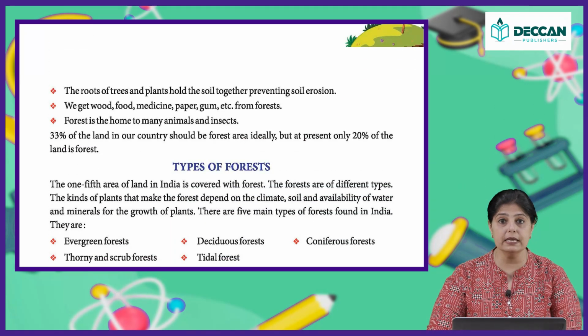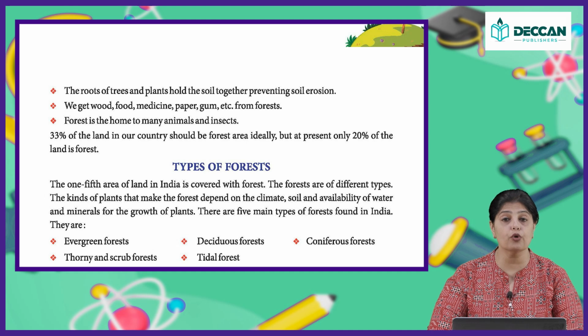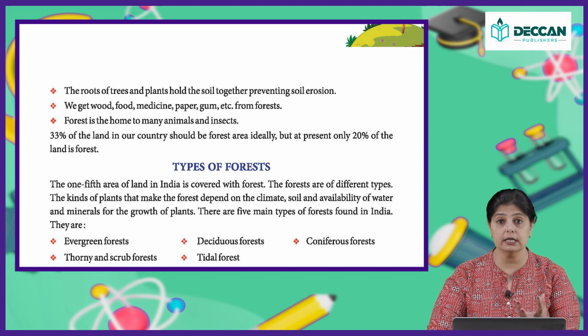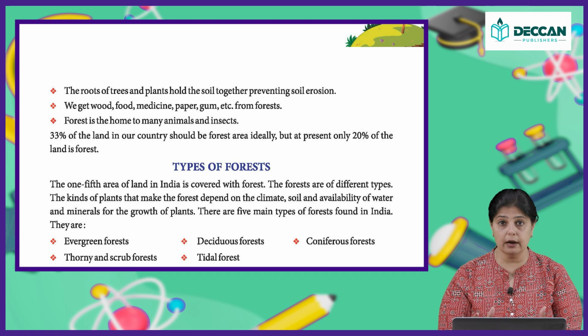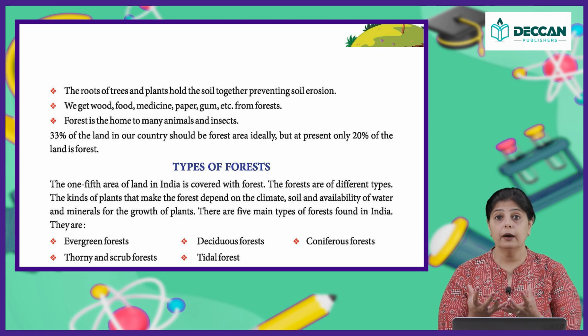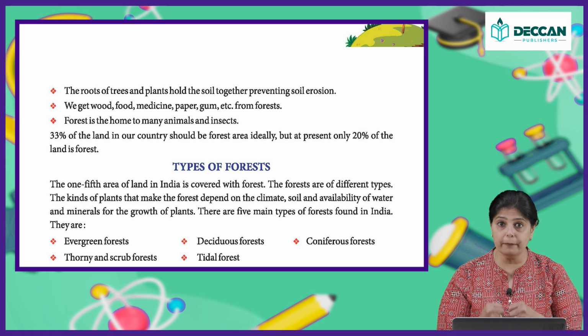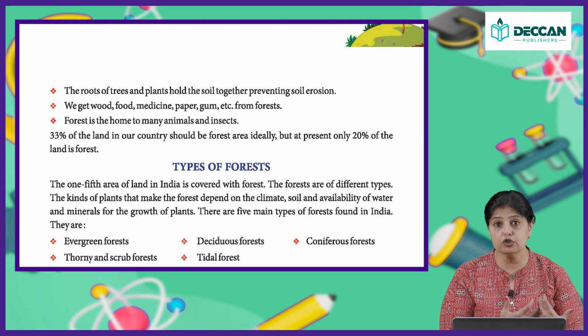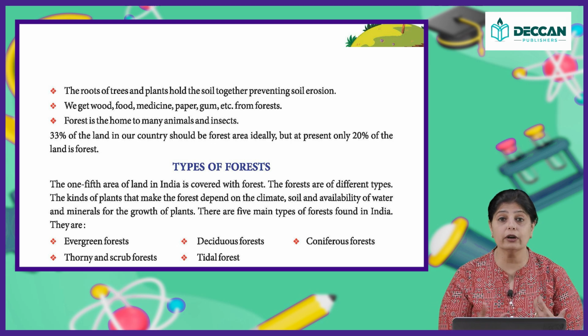Now, the roots of trees and plants hold the soil together, preventing soil erosion, because the roots of the trees, the roots of the plants, are very firmly attached to the soil, and because of that, when there are floods and all, the soil erosion, that is the flowing of the soil, does not happen.